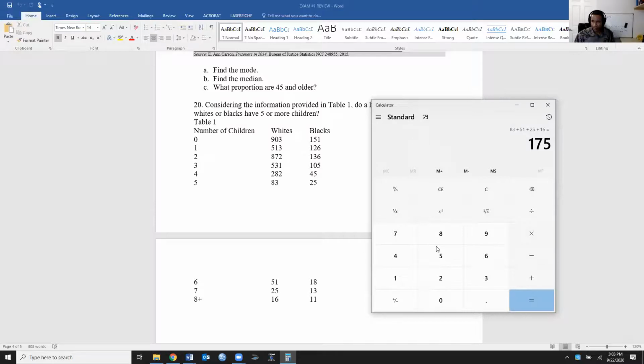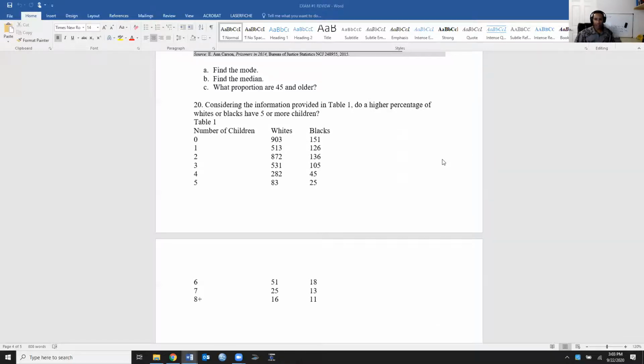Is that right? 83 plus 51 plus 25 plus 16. It's actually 175. Then we're going to divide that by 2,276, and we're going to get 0.05, which, if you multiply by 100, is going to give you something around 5.34, about 5%, right? So we're just going to go ahead and round that down to 5%. So we can see that, yes, there is a higher percentage of African Americans who have 5 or more children than whites. So that's how you go about calculating that.